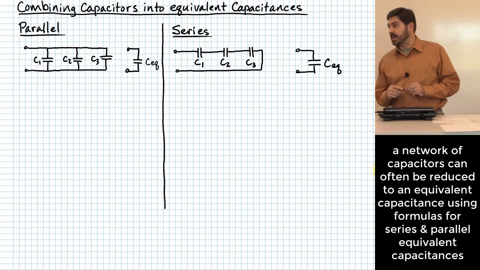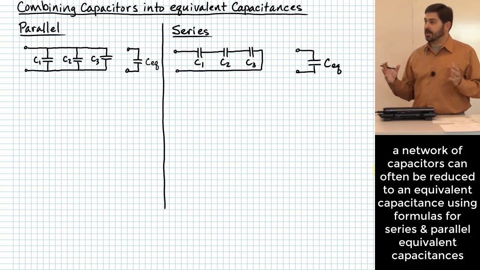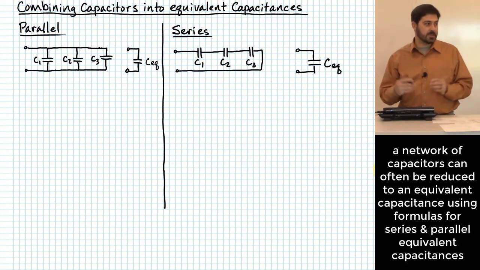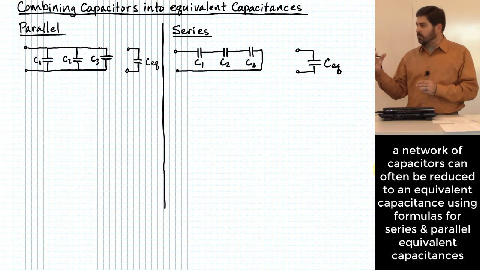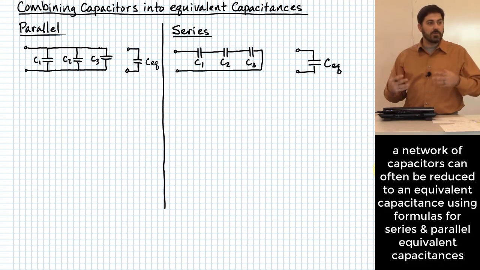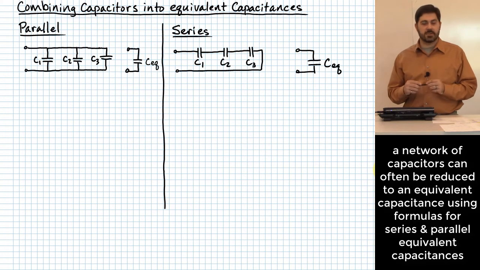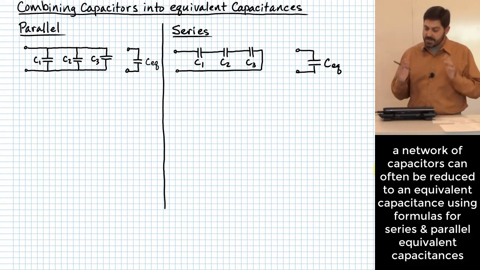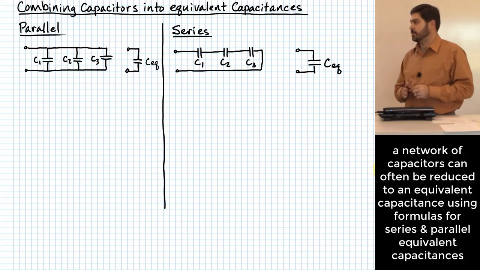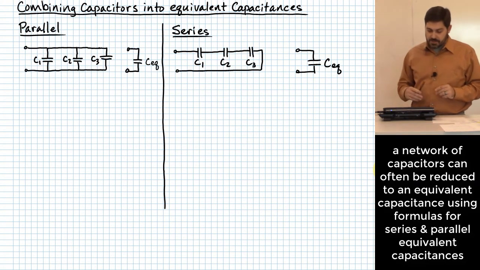Is it possible to take capacitors, and if you have a more complicated network of capacitors, take that complicated network of capacitors and simplify it by using the concept of equivalent capacitance? As you might suspect, the answer to that question is yes. Let's look at the two different forms that are normally of most use to us when we do this, and that is, how do you collapse parallel capacitors, and then how do you collapse series capacitors? So let's start with a parallel case first here.